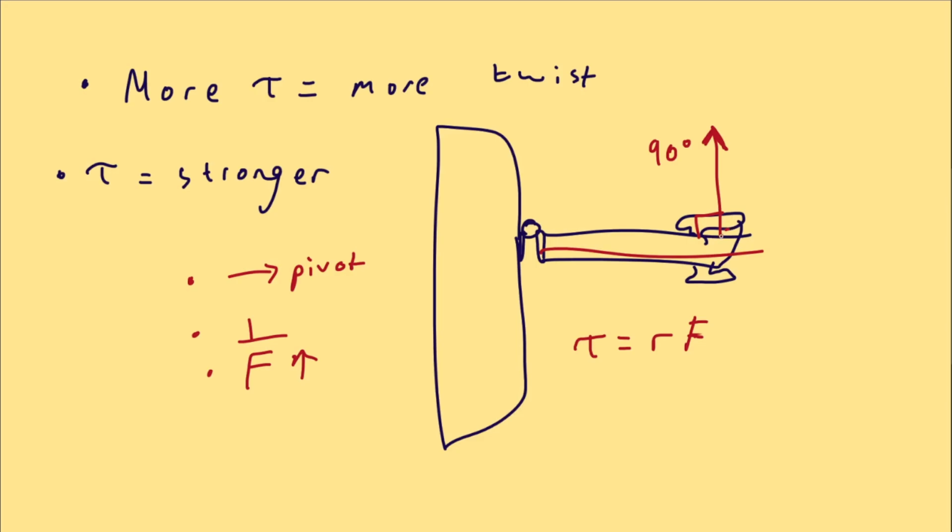Now, what if your force was being pushed like this? You're pushing at the door at this weird angle. And let's say that's 45 degrees. So now it's sine 45. This is going to be less. Sine 45 is something like 0.7, which is less than 1, which means that if you push at an angle like this, you will have less torque.